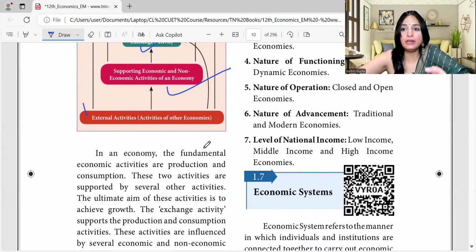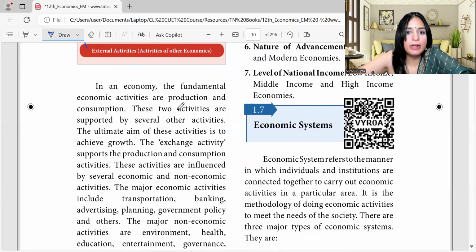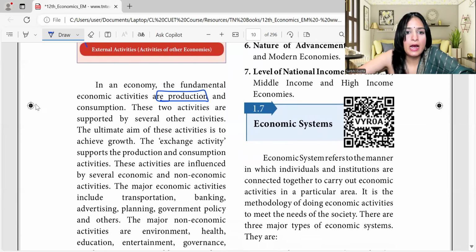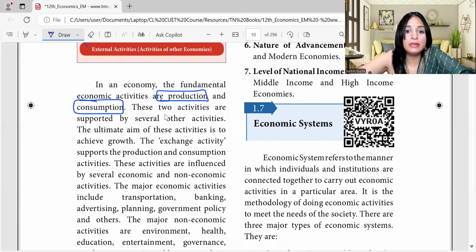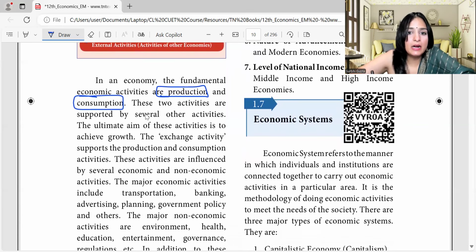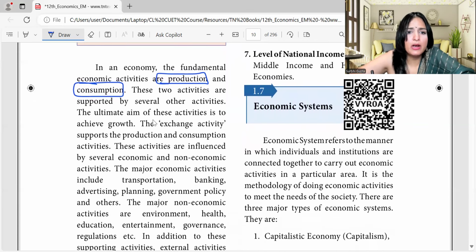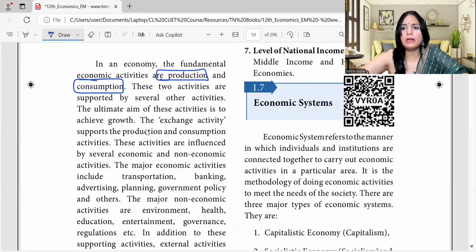So this is a very intriguing and interesting graph. In an economy, the fundamental economic activities are production and consumption. These are the two fundamental economic activities, supported by several other activities. So there are multiple activities lower than these, because these are the fundamental core activities. The ultimate aim of these activities is to achieve growth.